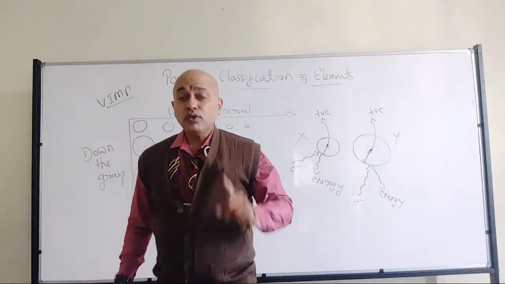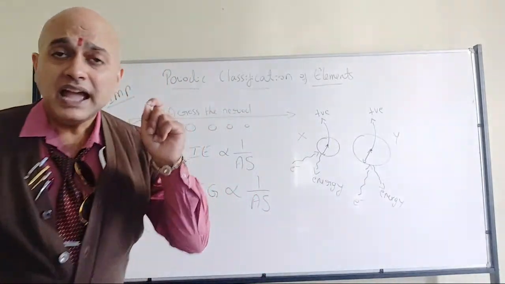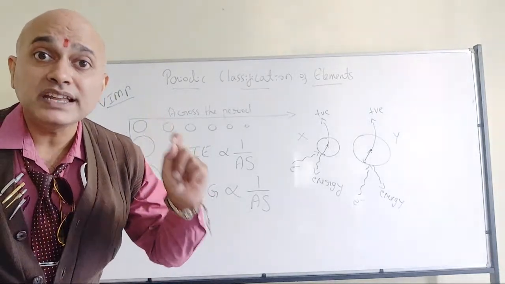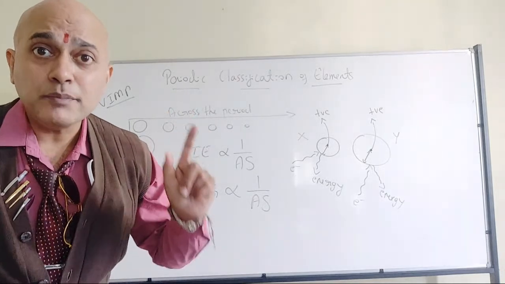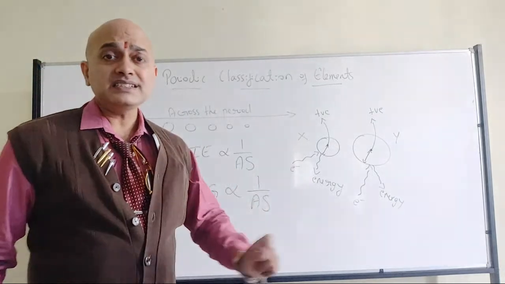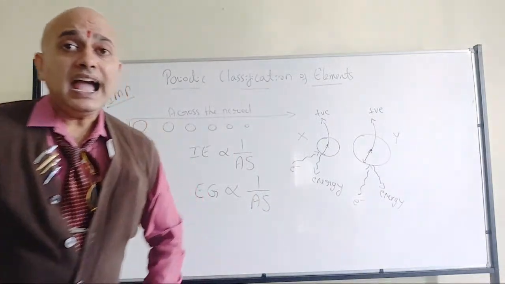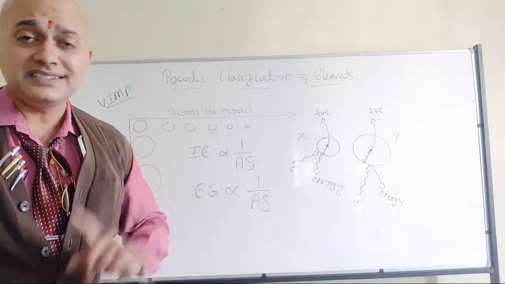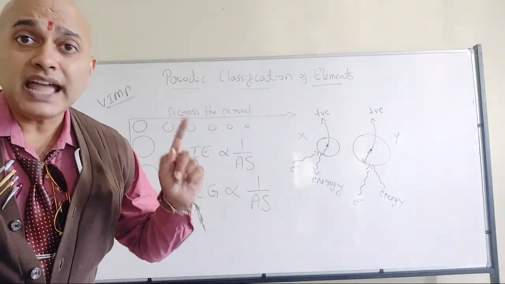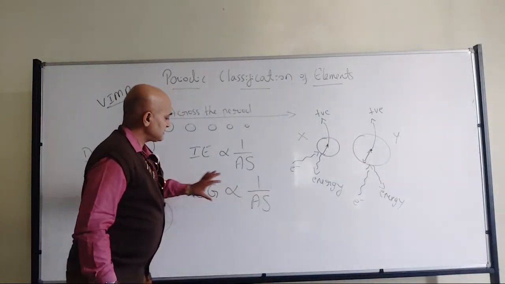So listen to me carefully: as the atomic size increases, less energy will be released. That means the change in electron gain enthalpy will be less. As the atomic size decreases, more energy will be released. That means the change in enthalpy will be high. So therefore, I have mentioned it like this.